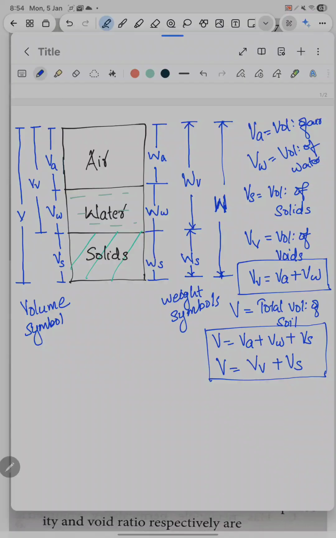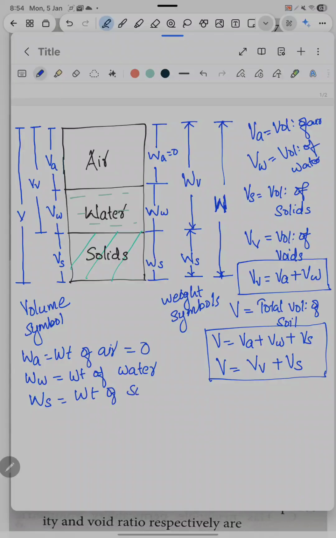Then next we are going to discuss the weight symbols. First is WA. WA means weight of air. It's generally taken as 0. WA is equal to 0. Then next term is WW. WW means weight of water. And the next term is WS, that is weight of soil solids.